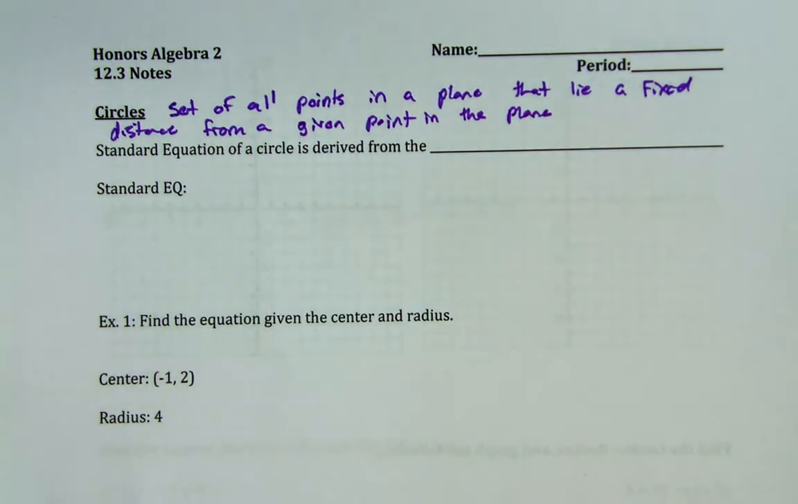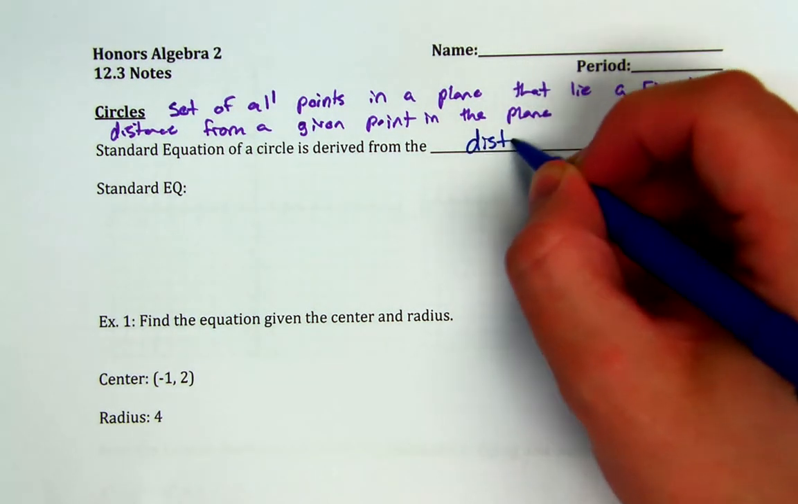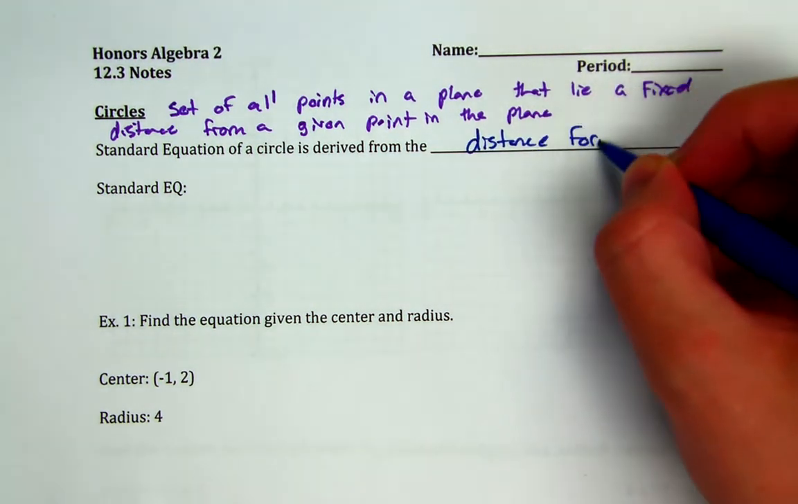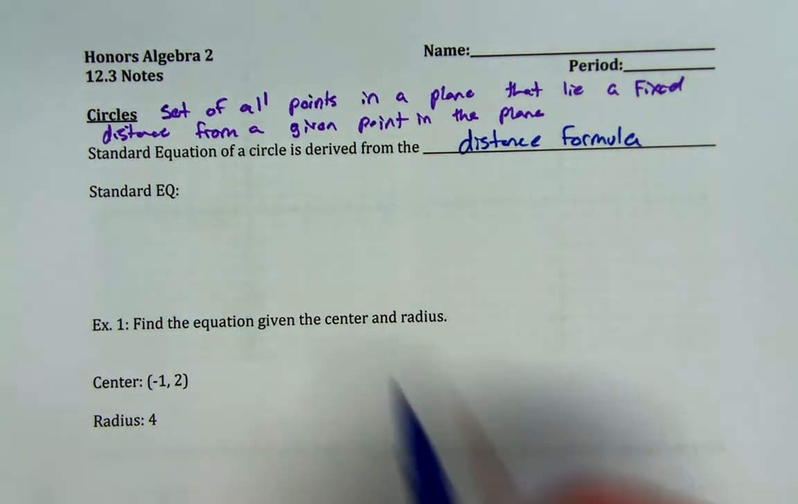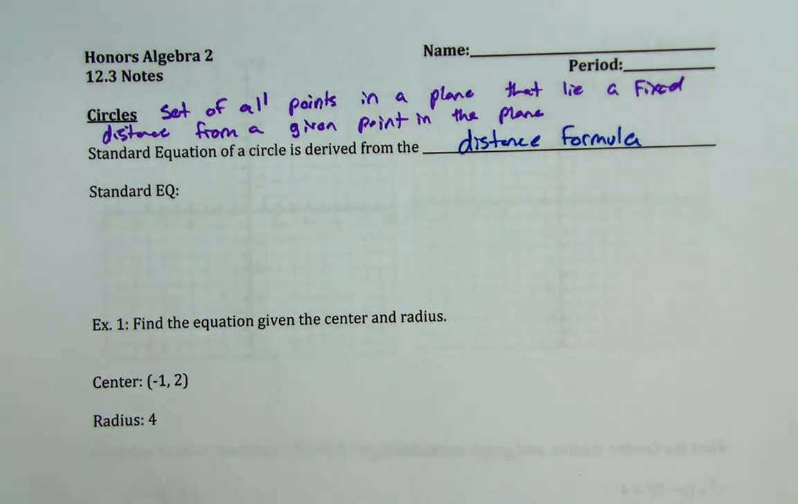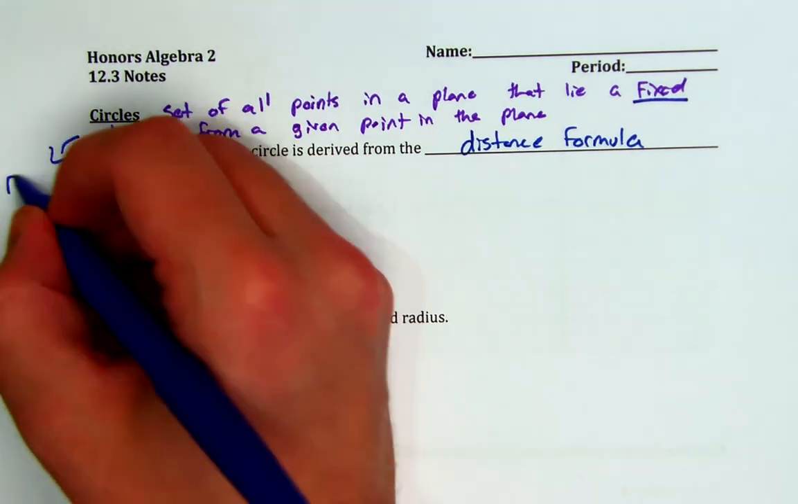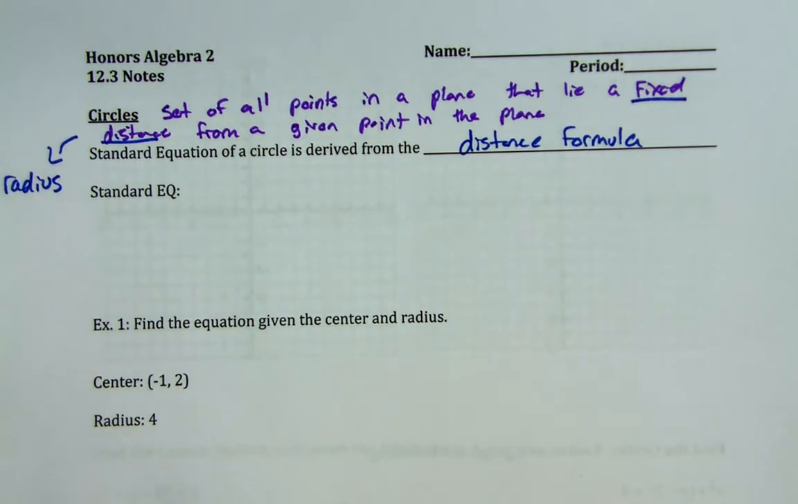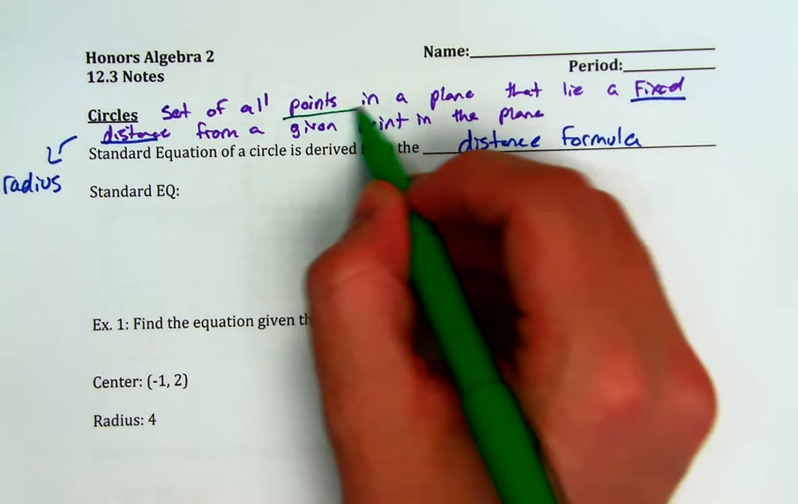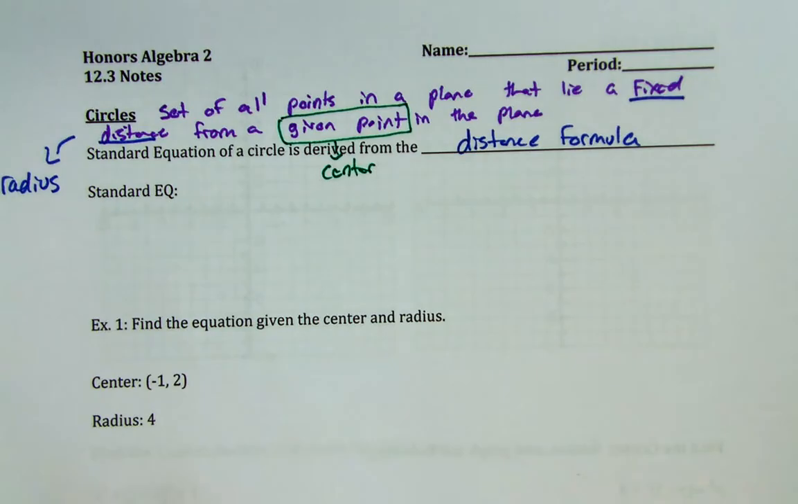Now, you may recall we learned about the distance formula, which is derived from the Pythagorean theorem. The standard equation of a circle is actually derived from the distance formula. You can see we're talking about the set of all points that are a fixed distance from a given point. That fixed distance is called the radius of the circle, and the given point is the center of the circle.